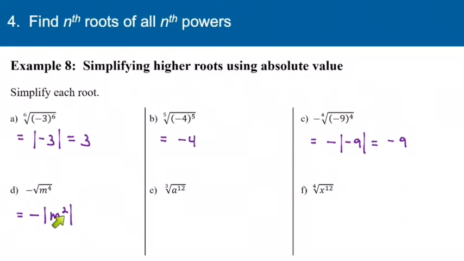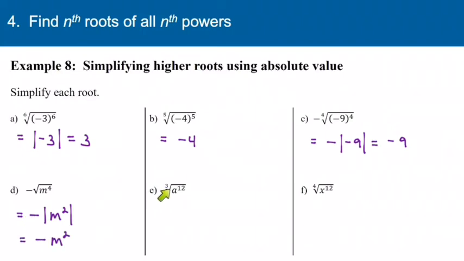All right, now let's think about this. Do we really need these bars? Because any number times itself is already going to be positive. All the absolute value bars do is turn the answer positive, but this answer is already guaranteed to be positive. So we really don't need these bars, so we will keep this negative, we will lose the bars, and we'll just have negative m squared.